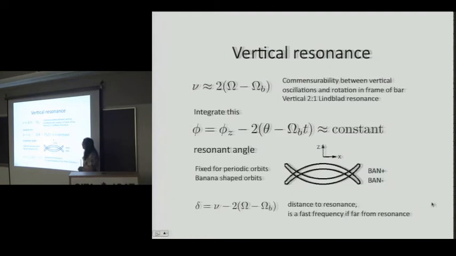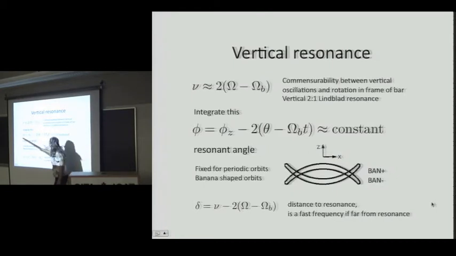Okay, so vertical resonance. Instead of a commensurability between the epicyclic frequency and the rotation, it's a commensurability between the vertical oscillation frequency and the angular rotation rate. You subtract the bar angular rotation rate, as if you're in the frame moving with the bar. This is telling you that you have 2 vertical oscillations per orbit in the bar rotating frame. So if I take this relation for the frequencies and integrate it, then I get an angle.